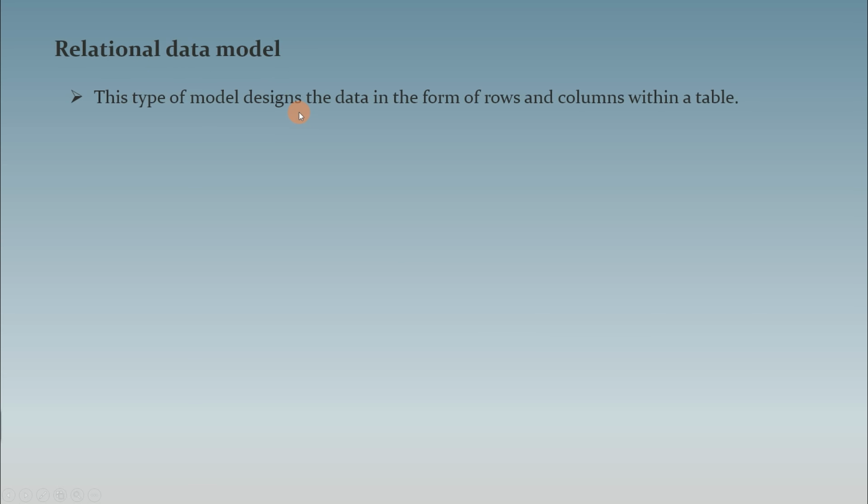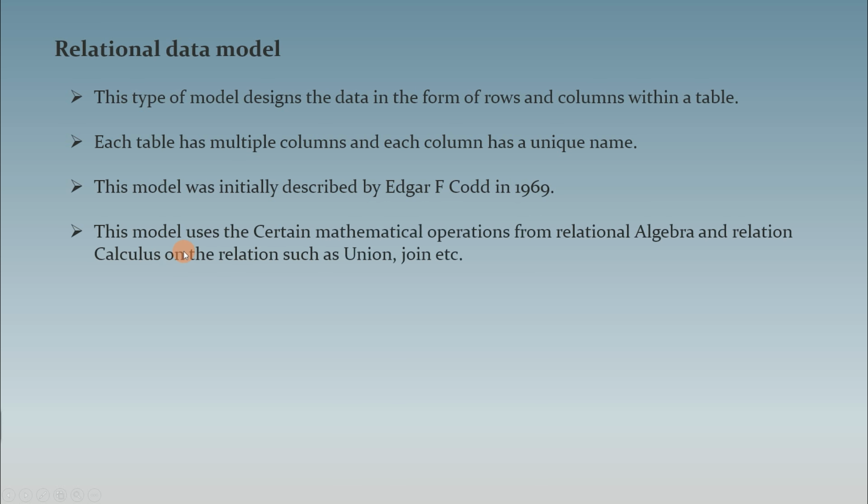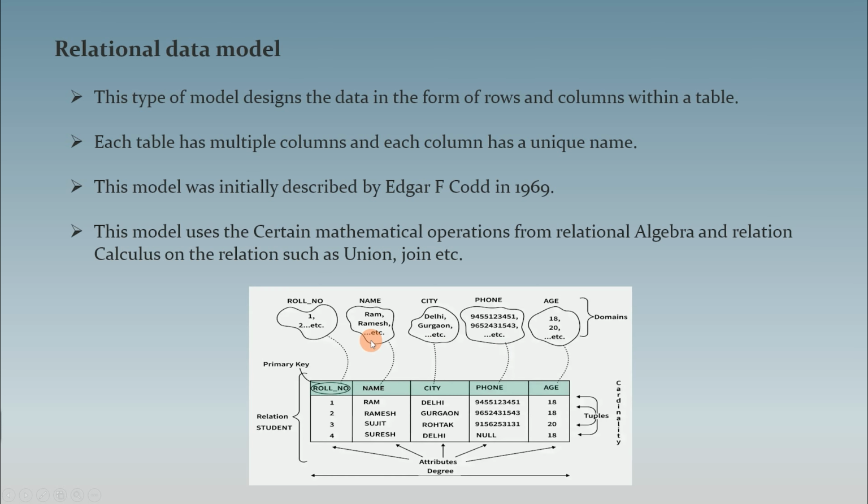Now, the relational data model. This type of model designs the data in the form of rows and columns within a table. Each table has multiple columns, and each column has a unique name. This model was initially described by Edgar F. Codd in 1969. This model uses certain mathematical operations from relational algebra and relational calculus on the relations, such as union, join, etc. This is the graphical representation of the relational data model. You can see the relation student and its attributes: roll number, name, city, phone, age. All are specified here. These are tuples. So the entities, as discussed in the very first point, are prepared in rows and columns, properly making a table.